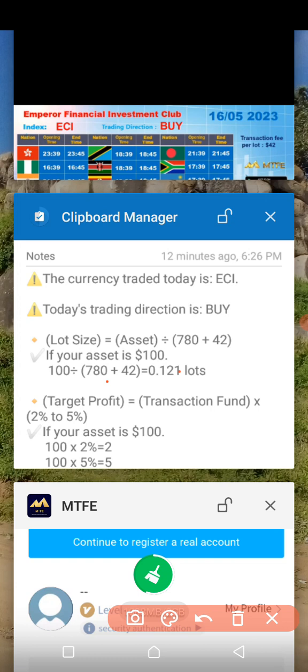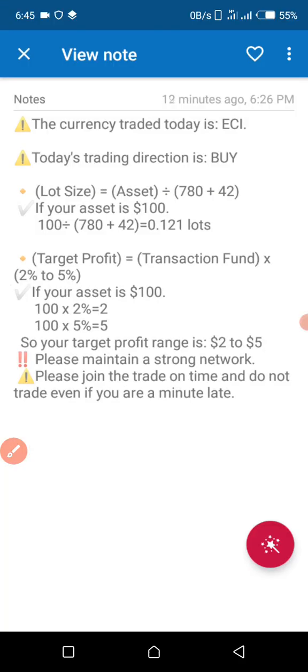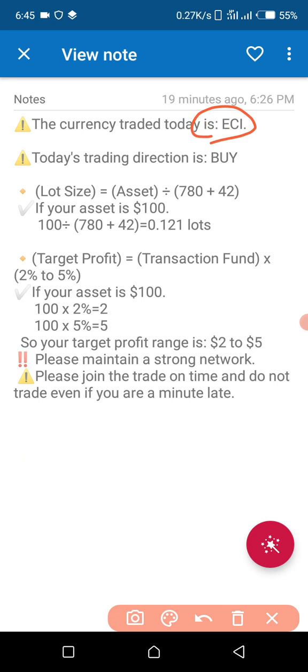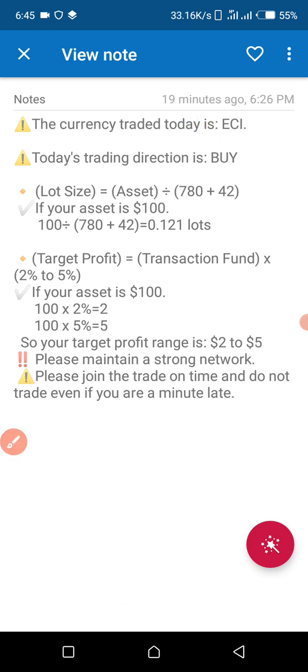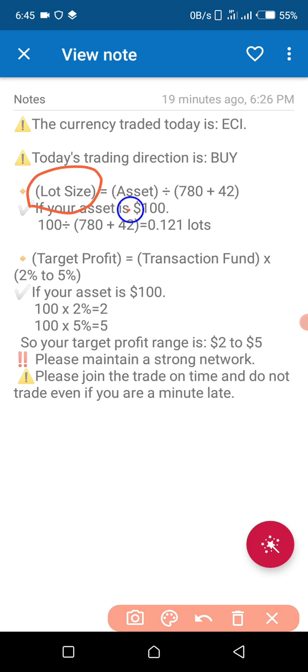Okay, the direction of the day, guys, today's direction was to buy this kind of index, which is ECI, and we are buying it. Now you may want to know the lot size. What lot size should I enter with on the trade when you're trading manually? It depends on the investment amount that you have. So here is the formula to get the lot size. You need to take your assets and divide by these numbers in the bracket, which is 780 plus 42.